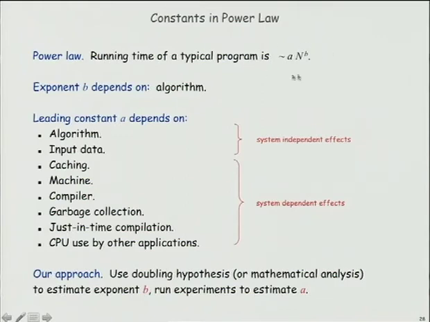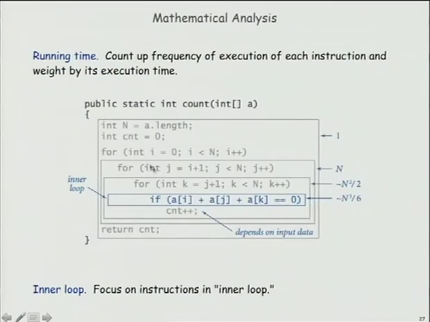Now we have this power law running time. We say the running time of a typical program is a n to the b. So where do we get these constants from? b depends on the algorithm. If you just have these two loops and not the last loop, then it will be n squared times.